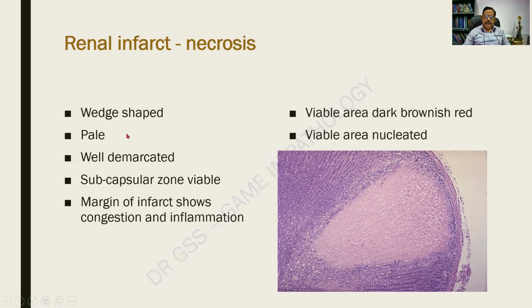It is wedge-shaped, it is pale, it is well demarcated, and there is a subcapsular zone that is viable. And the margins of the infarct show evidence of congestion and inflammation. Viable areas of dark reddish brown areas can be seen, and the viable area is nucleated. Why is it brownish red? It is because of the increased capillary proliferation.